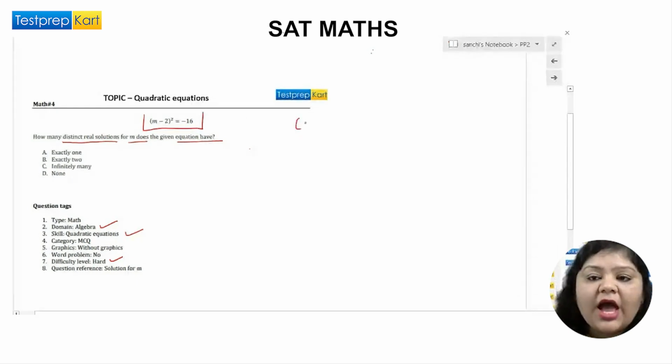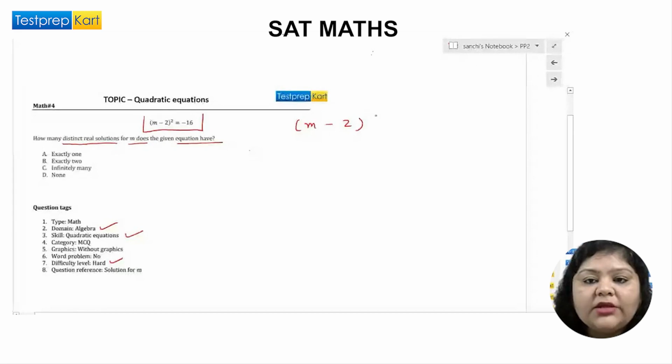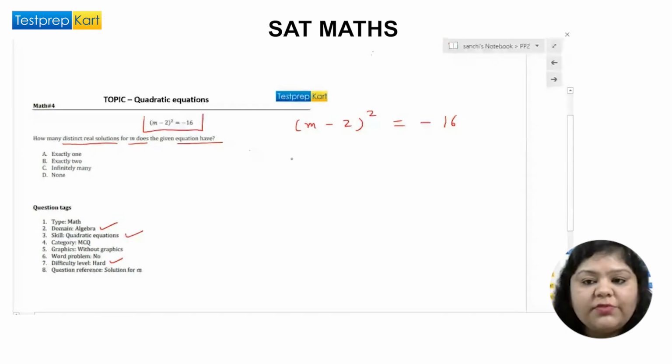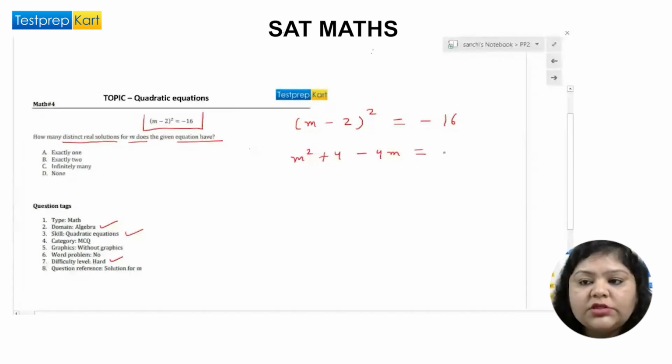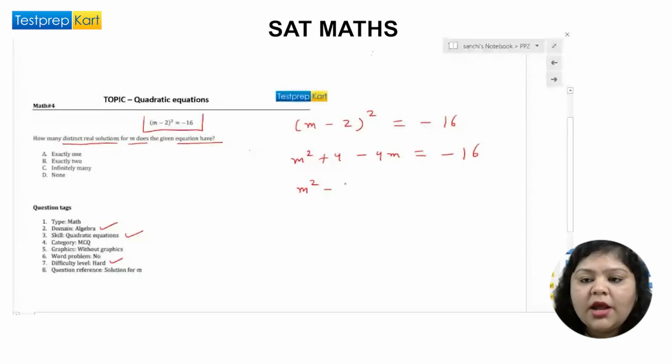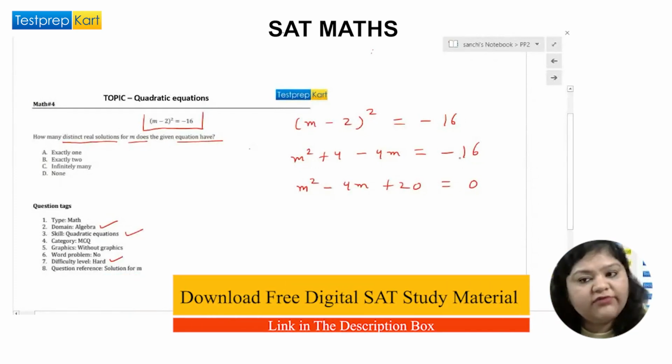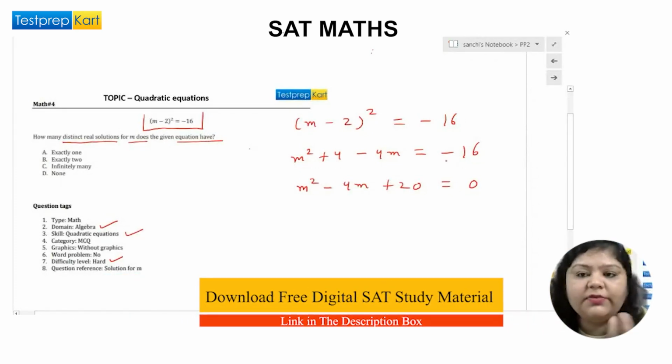So see, I'll have the expression (m minus 2) square equals to minus 60. Now let's just open this. I have m minus 2, so it will become m square plus 4 minus 4m equals to minus 60. Now let's take all of them to one side. So I'll be having m square minus 4m plus 20 equals to 0. Because this minus 16 will move to the left hand side, so 4 plus 16 will become 20.